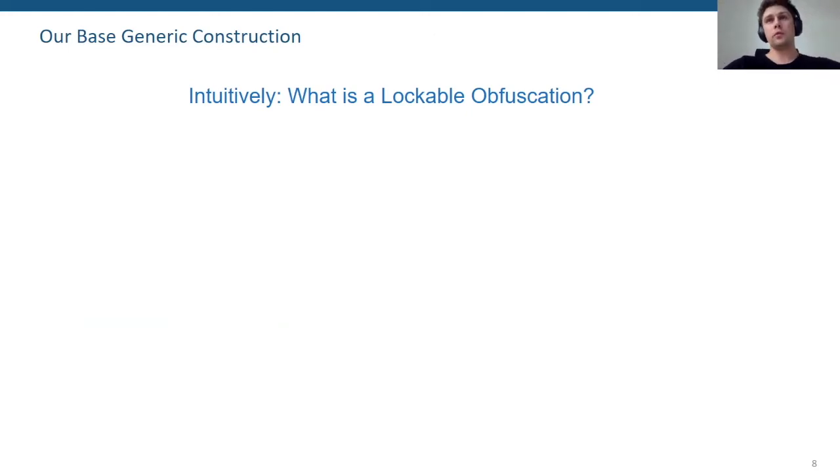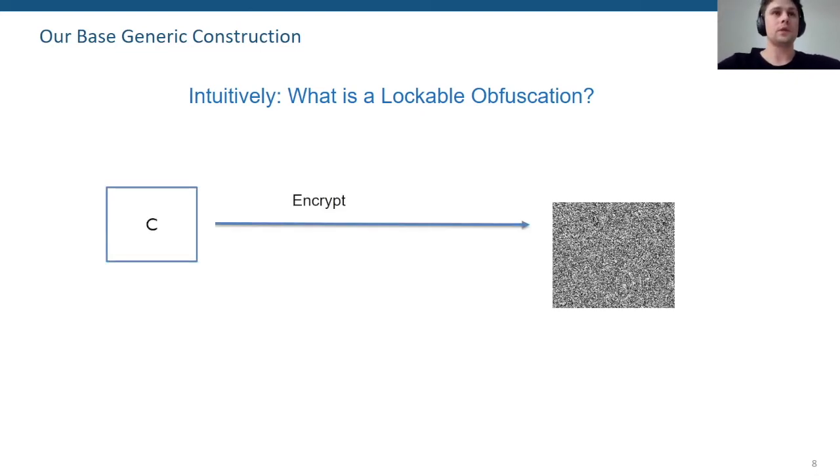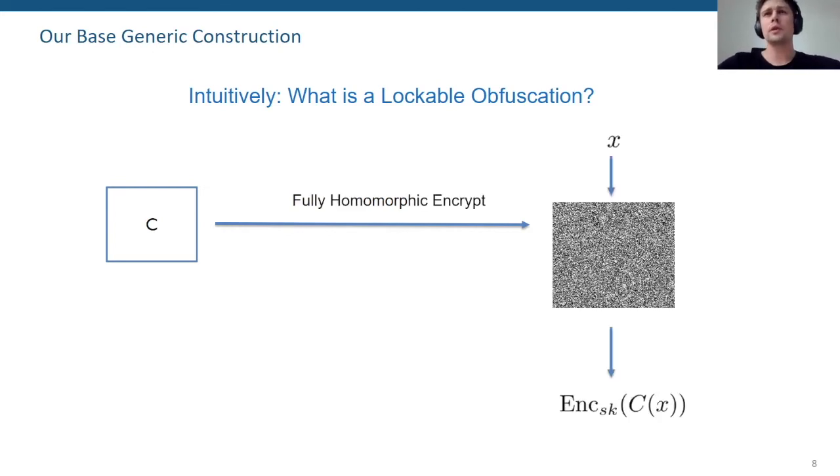Now, let me give you our base construction. Intuitively, what is lockable obfuscation? If you were supposed to explain the construction at a very high level, let's say that we have a circuit C. The first observation is that any obfuscation is a sort of encryption of the circuit. But it's not any encryption of the circuit; it is an encryption that still allows us to evaluate the circuit. So we are going to use a fully homomorphic encryption to encrypt C. And this allows us to evaluate the circuit on any input X and obtain an encryption of C of X.